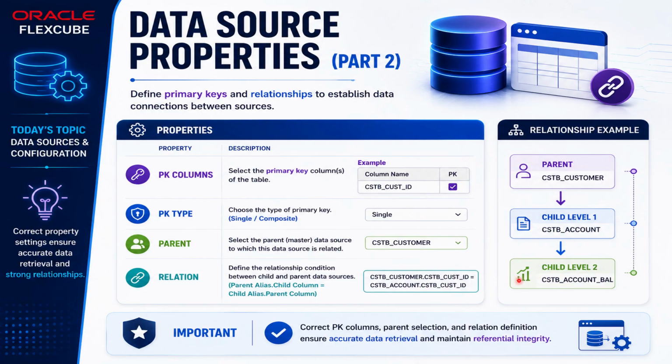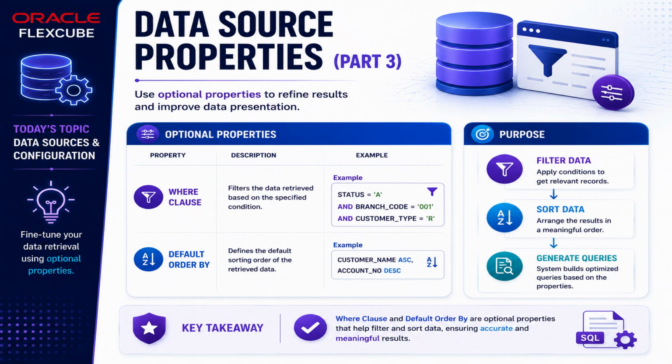The parent data source must appear on the left side of the relationship. For example, a customer can be the parent and customer accounts can be the child. The relationship may use customer number and branch code to connect both data sources. Oracle also specifies that only the configured parent and current data source can participate in the relation. A third table cannot be introduced.